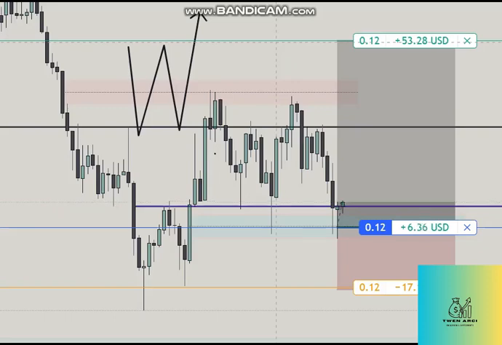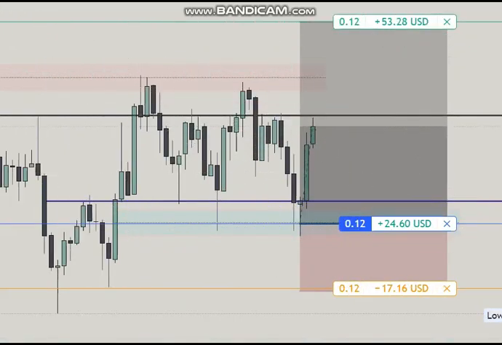The thing is, whether you do a 1:2 or a 1:3, if you can use this pattern consistently, applying all its rules, identifying the high probability setups, not all W patterns are good setups, then in the long run, you'll be making money. So let's see how this one plays out. I'll update you guys. See you then.